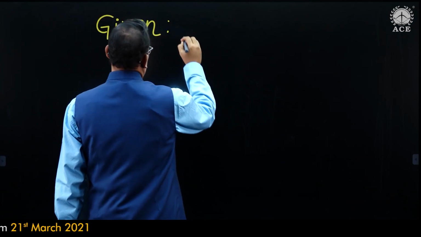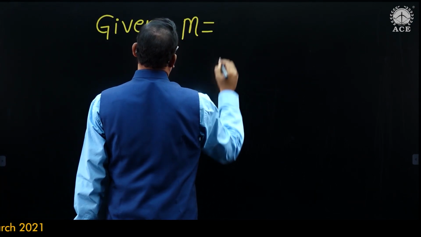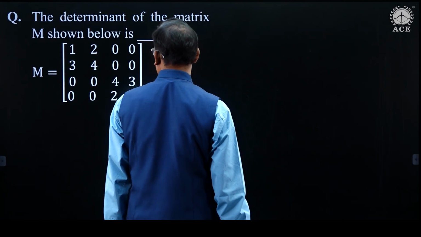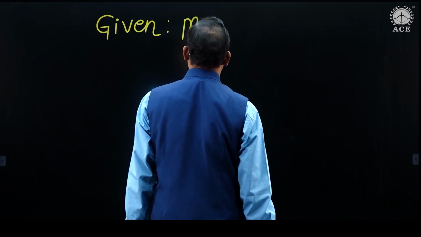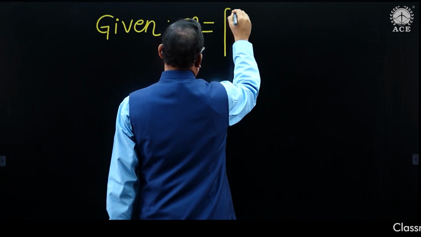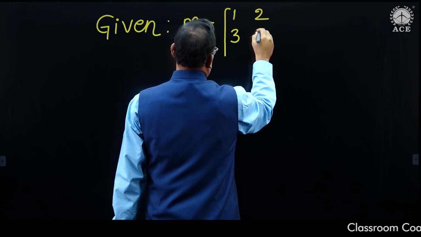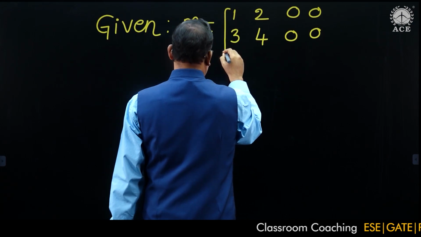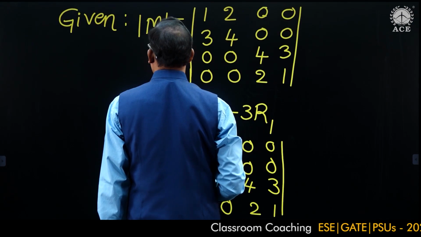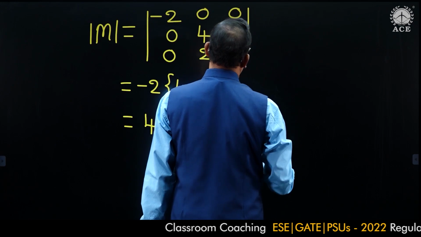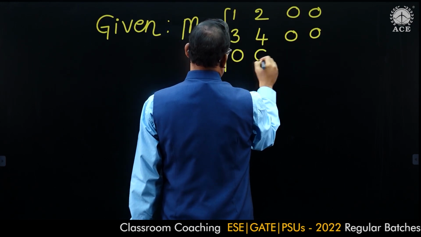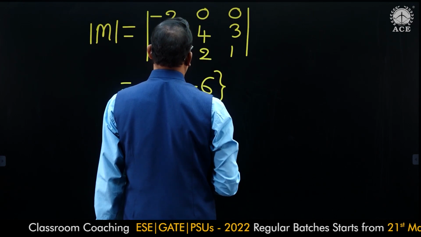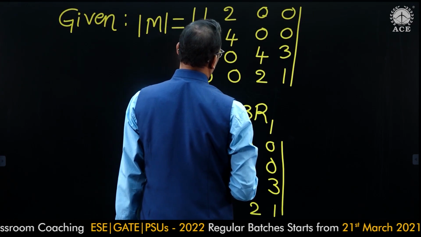Given M is equal to the matrix 1 2 3 4, these elements are zeros, 0 0 4 3, 0 0 2 1.